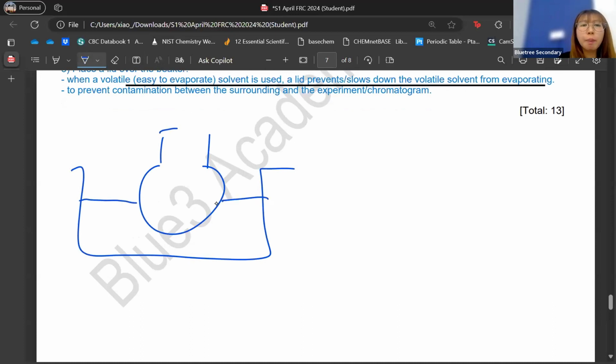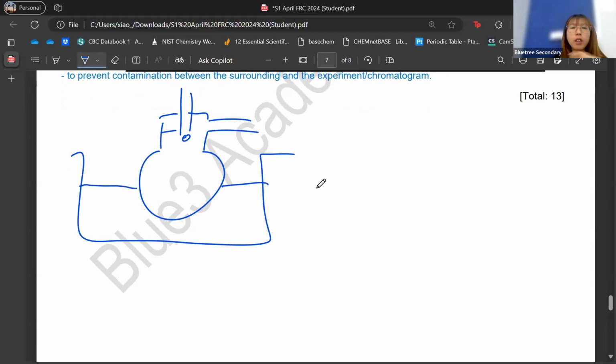Okay, so I'm only drawing part of the setup. This is supposed to be your simple distillation. Pardon my drawing, not very accurate, because I don't have the time to draw it very accurately. But I know all of you know the correct diagram. So let me just focus on the question: how do you heat up a substance that is flammable?